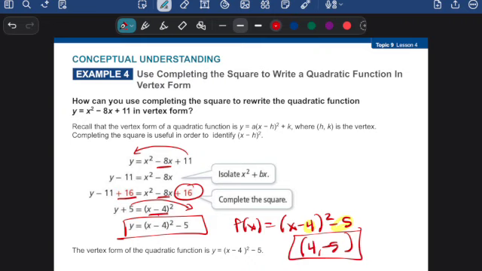And then we learned in a previous lesson how to find the axis of symmetry and how to find the x value for the axis of symmetry. So then we could also graph our function.